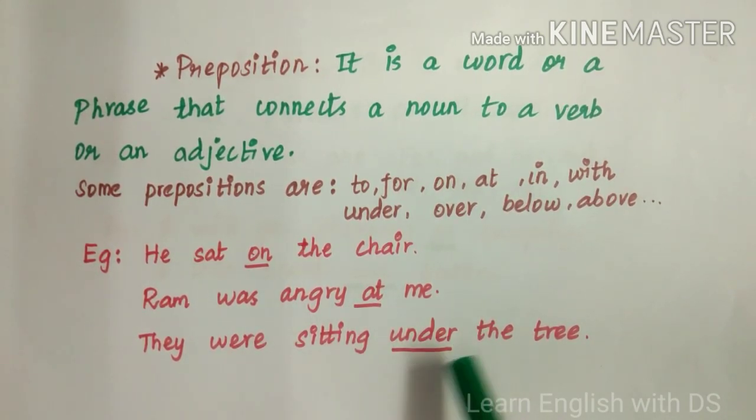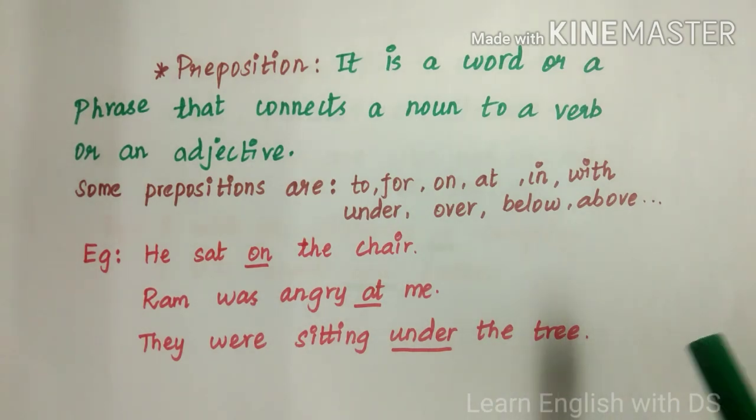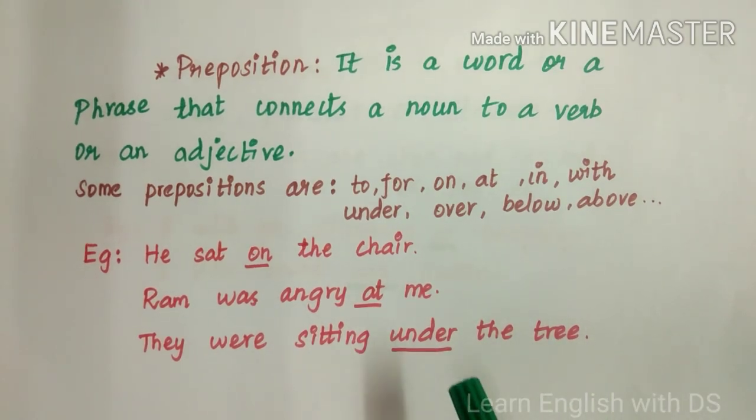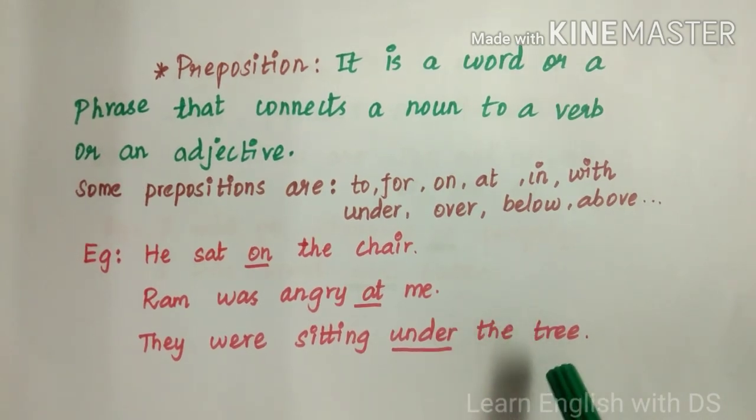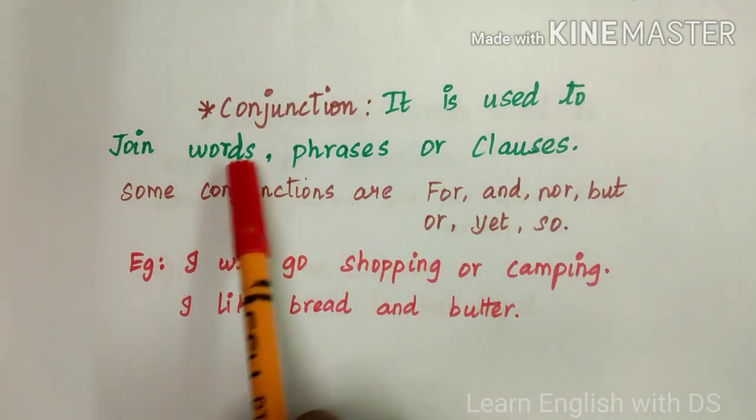They were sitting under the tree. Sometimes a preposition also shows the position. Here, under is the word used to show the position and it also connects the noun with the verb. So it is a preposition.